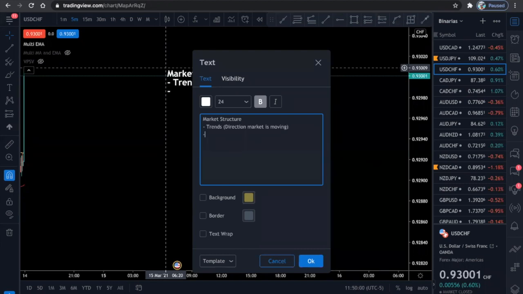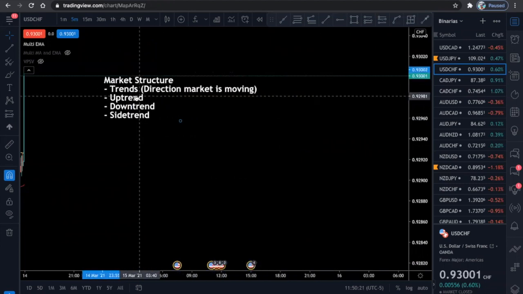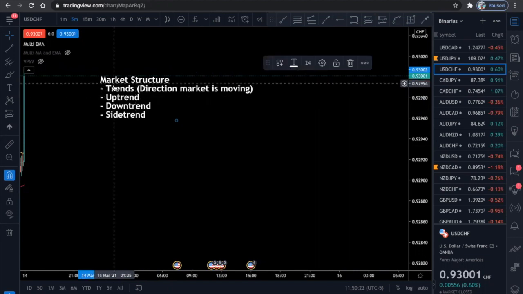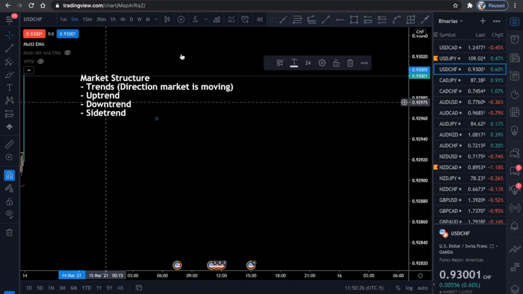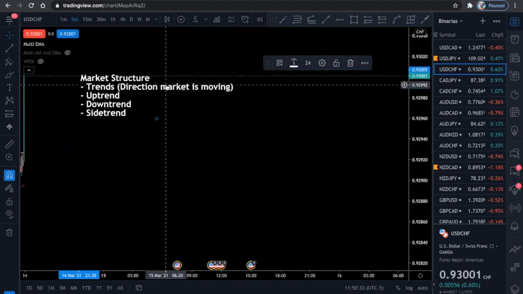So you have, for example, an uptrend, you have a downtrend, and then you have a side trend. So these are the three trends we need to learn. Okay, market structure is based on trends. You have three trends: uptrends, downtrends, and side trends. This is the most important thing because you always want to trade along with the market.